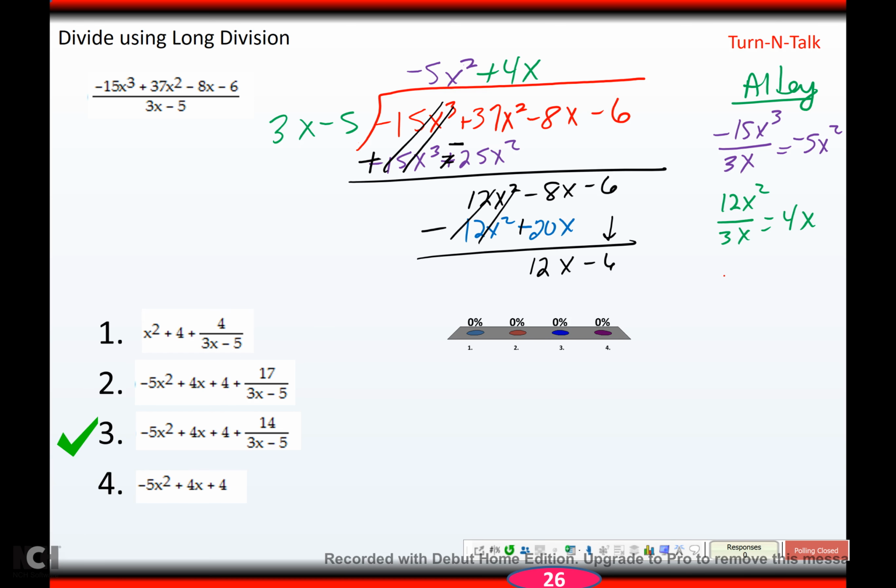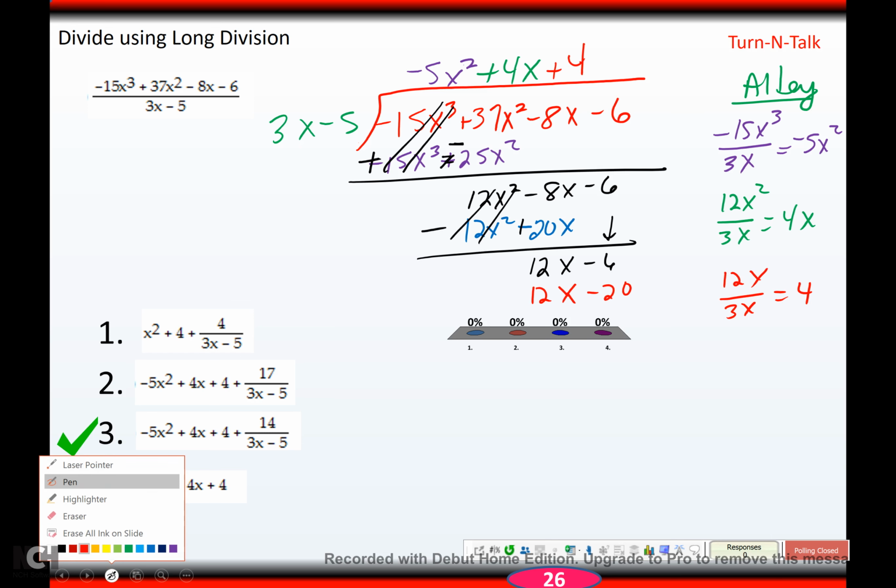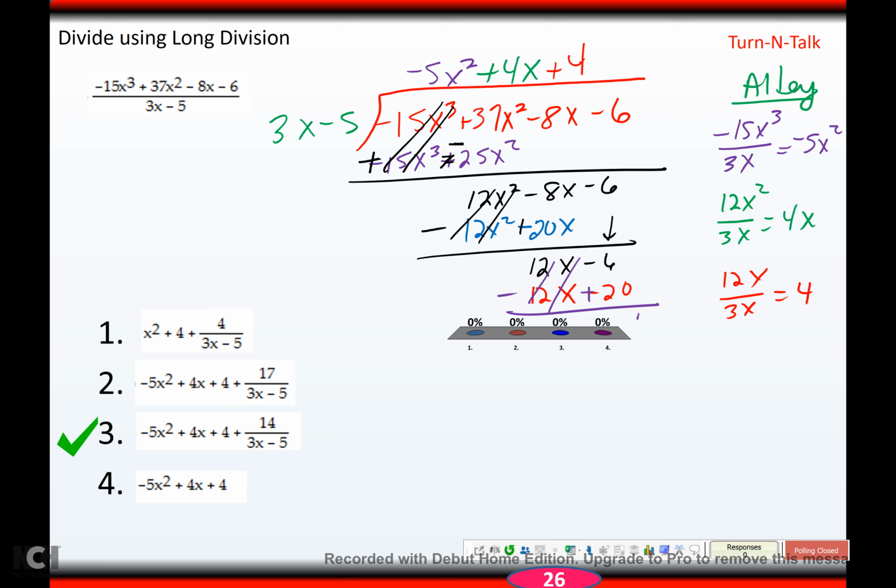Back to the alley. 12x divided by 3x is positive 4. Goes up. 4 times 3x is 12x. 4 times negative 5 is negative 20. But when I draw the line, I change both signs. The 12x cancels, and I get a remainder of 14.